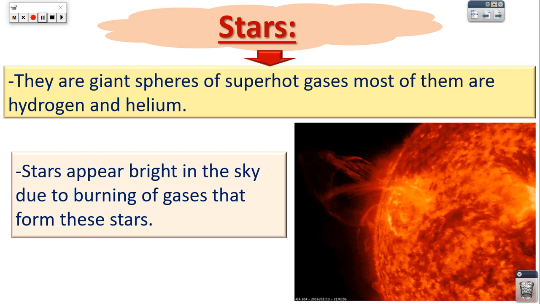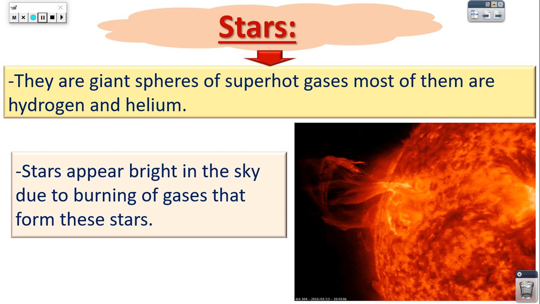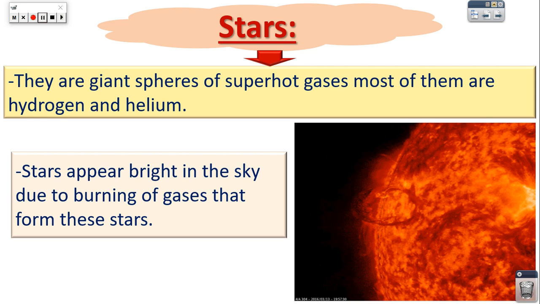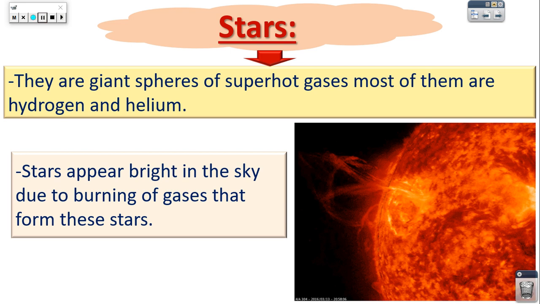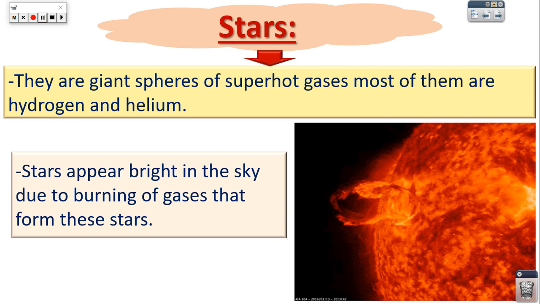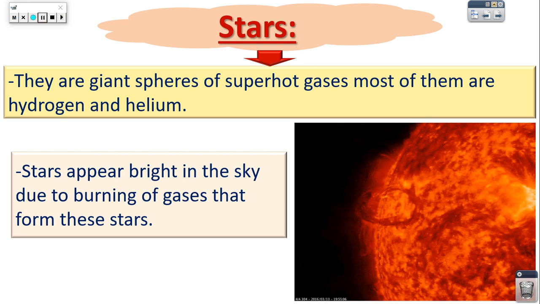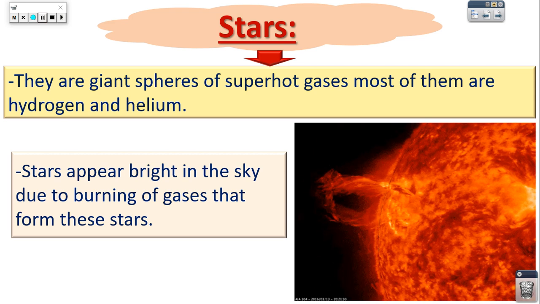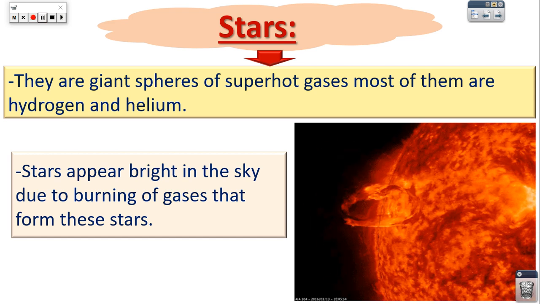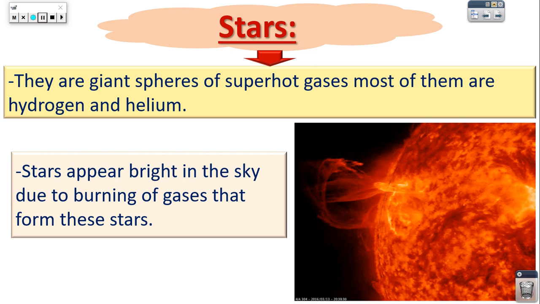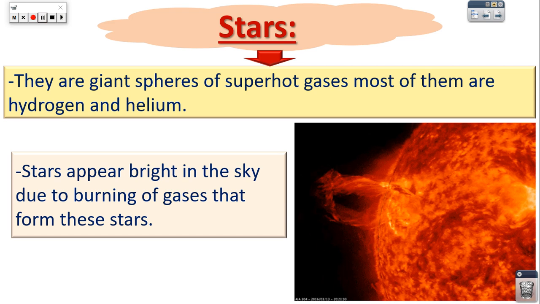What are stars? Stars are giant spheres. What is the meaning of the word giant? Meaning very, very, very big, of super hot gases. These stars are giant spheres that consist of super hot gases, but most of these gases are hydrogen and helium. So, stars are giant spheres of super hot gases. Most of them are hydrogen and helium. So, stars appear bright in the sky due to the burning of gases, or due to the combination of hydrogen and helium, and this combination produces light and heat and makes the stars bright.